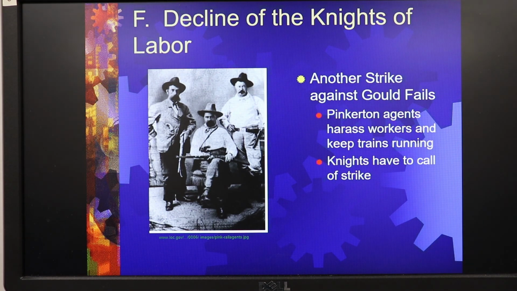Well, Gould didn't like to be tricked, and they try another strike against Gould. Basically, in 1886, he set a trap for the Knights of Labor, firing a foreman in his Texas Pacific shop down in Waxahachie. The Knights went on strike, and he refused arbitration or to sit down and talk with them about it. And he hired the Pinkerton agents to harass the strikers and keep the trains running. So pretty much the Knights had to call off the strike. Ready for the next slide?